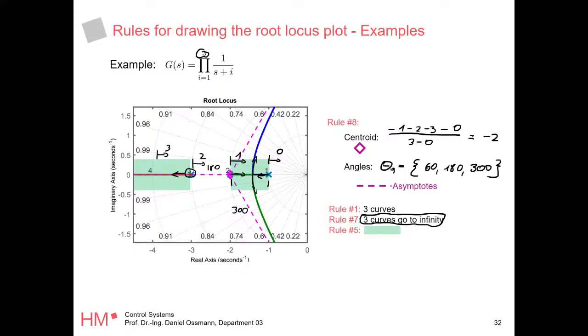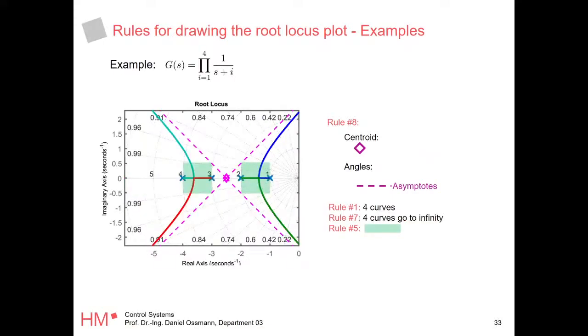Okay, so the next example is pretty much an extension. What we have now is another pole, simply at -4. The centroid is -1, -2, -3, -4 over 4, because we have 4 poles, and the result is -2.5, exactly here. And the angles are 45, 135, 225, and 315, right?